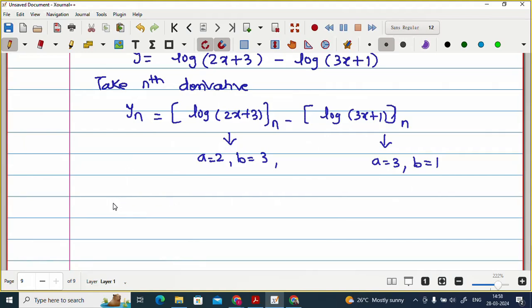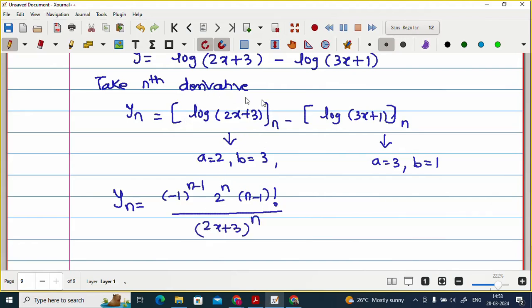So what will be yn? Minus 1 raised to n minus 1 a raised to n minus 1 factorial upon 2x plus 3 raised to n. ये होगा फर्स्ट log of 2x plus 3 का डेरिवेटिव, minus by same formula but with a 3 and b 1, it will be minus 1 raised to n minus 1 3 raised to n minus 1 factorial divided by 3x plus 1 raised to n. Okay.